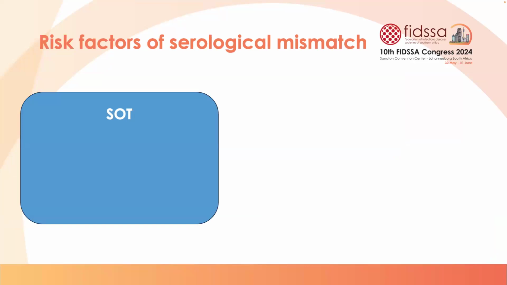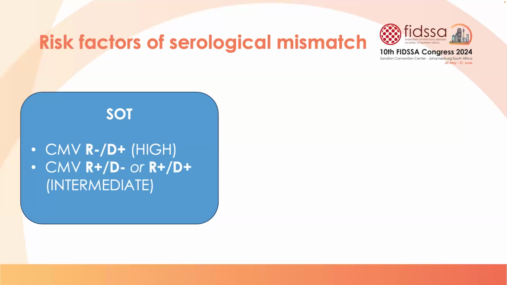So, the risk factors for serological mismatch. This is a mismatch between the donor and the recipient for CMV specifically. For solid organ transplant, the people at highest risk are when the recipient is serologically negative for CMV and the donor is positive. And you can imagine why. You're transplanting an organ that may contain some of these cells that include latent CMV into a patient who's now immune suppressed and has never seen CMV before, as indicated by a negative CMV IgG.